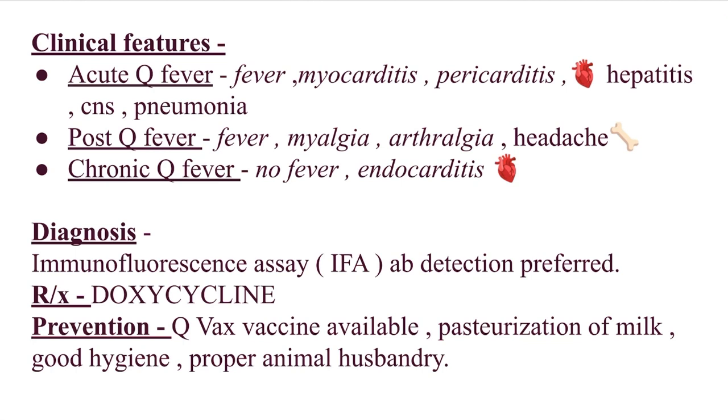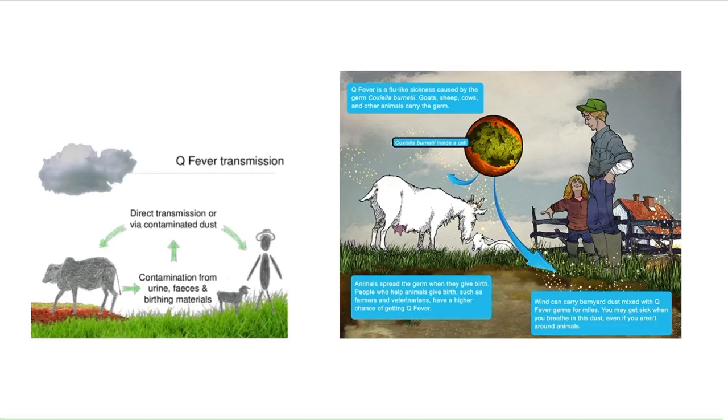Now diagnosis is done by immunofluorescence assay, where the antibodies can be detected. Treatment is doxycycline. Prevention is by Q-Vax, that is the vaccine which is available, and proper animal husbandry practices should be followed, and pasteurization of milk should be done. Good hygiene should be maintained.